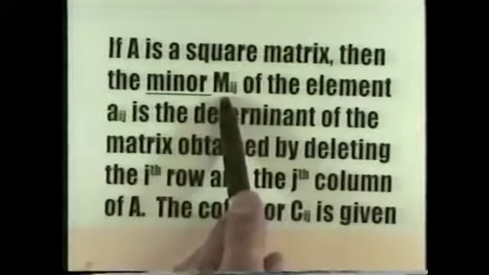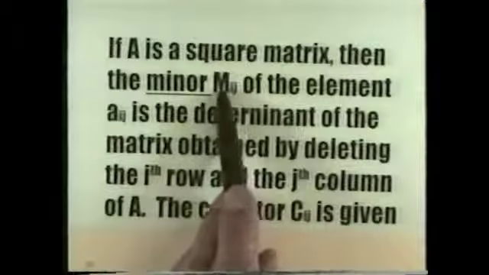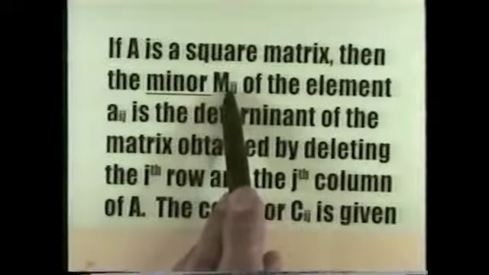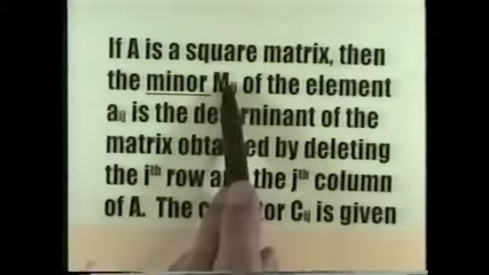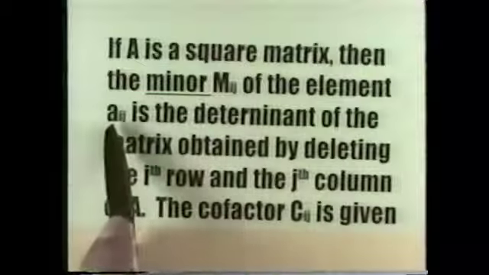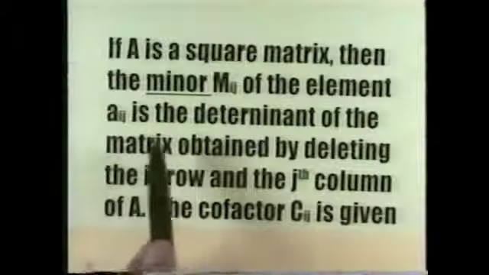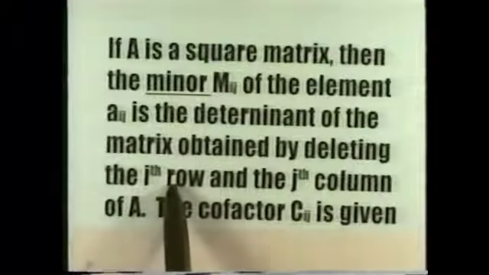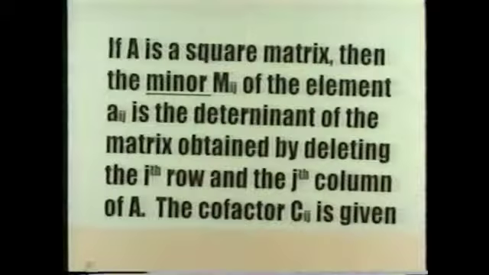So the minor itself is going to be a matrix. That's why I used capital M, and it's actually going to be a determinant. So the determinant would be related to the matrix. I'll find the Aij element, and we delete the ith row and the jth column. What's left would be the minor.